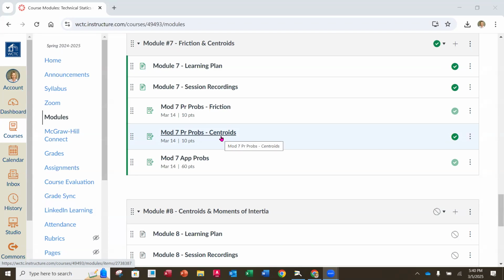So this is the one module. There are two sets of practice problems just because they're very different subjects. We're just sneaking this one in here at the end. But you do have one set of application problems. So there's going to be some from the friction portion of our module and then some from the centroids, which we're going to be going over today.